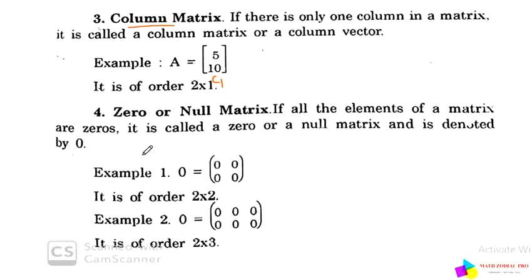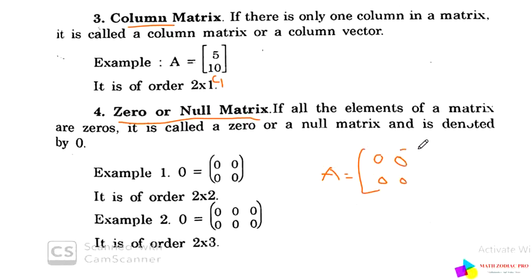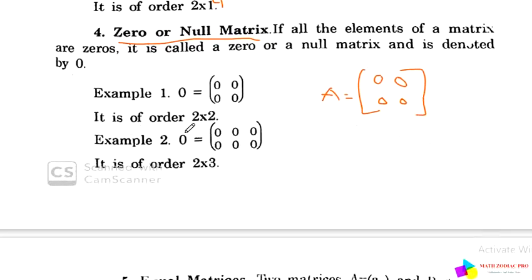Next one, zero or null matrix. If all the elements of a matrix are 0, it is called a zero or null matrix, denoted by 0. So now we take A equal to 0 0 0 0. This is called a null matrix, as all the elements are 0. Here also this is a zero matrix.